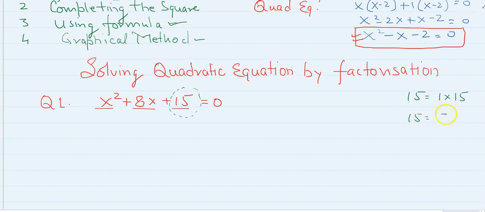Other factors of 15 is 3 multiply 5 is 15. I think these are the two methods. Now what we are going to do, we concentrate on this term.